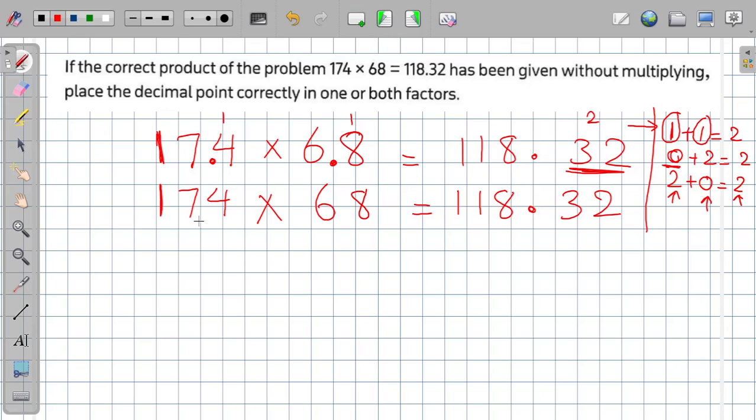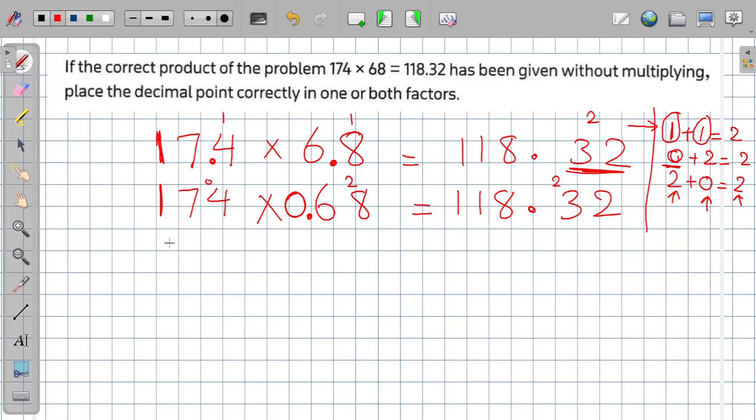The first number may or may not have decimal places, and the second number may have 2 decimal places. So the second number will be 0.68. So I have 0 decimal places and 2 decimal places. So 0 plus 2 equals 2. So this equation is right.